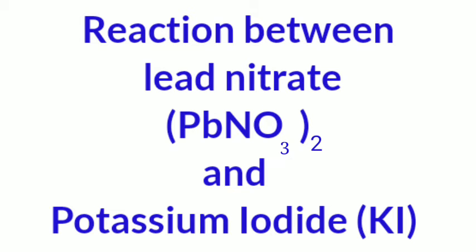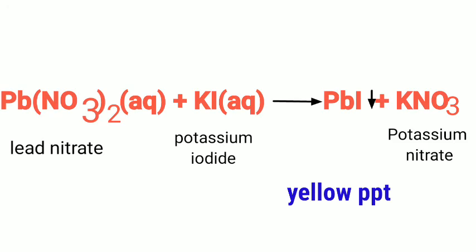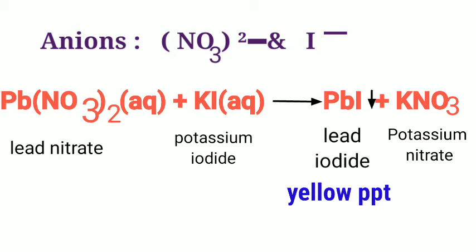In a test tube, we take aqueous solution of lead nitrate, which is colorless. To it we add aqueous solution of potassium iodide. A yellow colored precipitate is formed. The yellow precipitate is of lead iodide, which has been formed due to the following reaction.